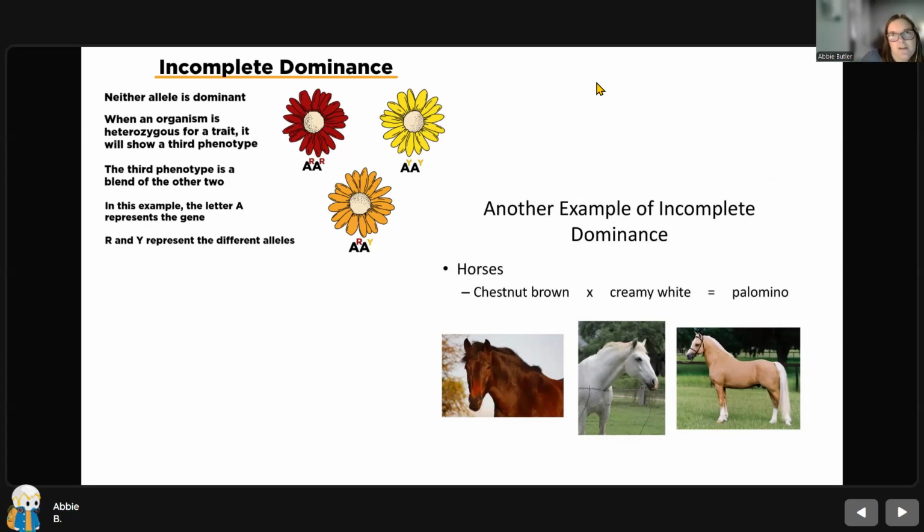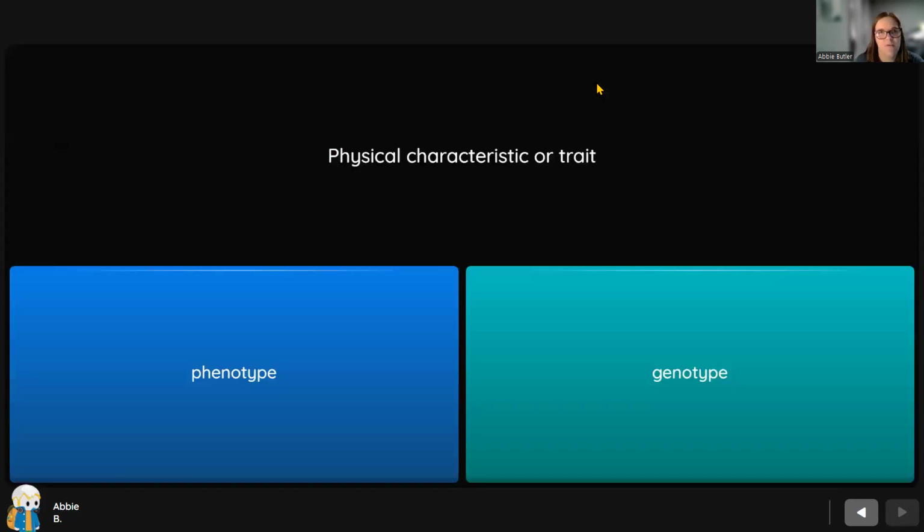So remember, incomplete dominance, neither allele is dominant. When an organism is heterozygous for a trait, it will show a third phenotype, a whole new phenotype that we didn't see before. So in this situation, we've got a red flower and a yellow flower, and they cross and they make orange flowers. Sometimes you see these problems written with superscripts, as you can see on those A's, and that just means that this is the same gene, it's just a different version. So the alleles are written as little letters instead. And it's just a matter of preference.